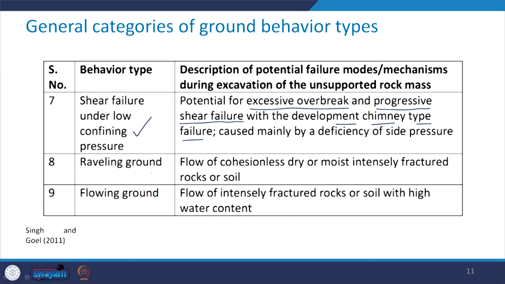In the case of raveling ground, it is the flow of cohesionless dry or moist intensely fractured rocks or soil. However, in the case of flowing ground, it is the flow of intensely fractured rocks or soil with high water content. So, you need to be clear about the difference between raveling ground and flowing ground. Flowing ground is associated with high water content.